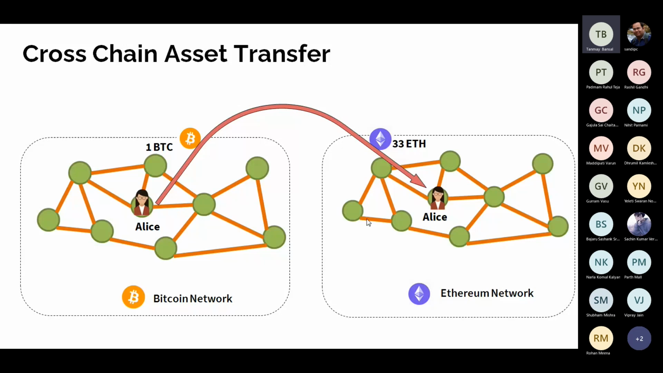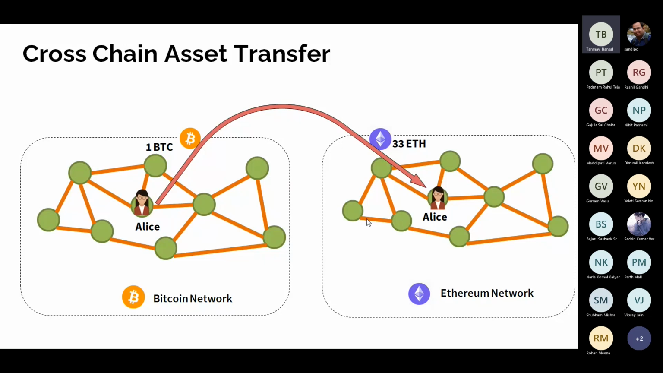So it is the same person, Alice, and Alice has one Bitcoin and wants to transfer it from the Bitcoin network, in which she is a member, to the Ethereum network, in which she is also a member, and say the current rate of conversion is 1 BTC equal to 33 ethers. So as you see in the title of this slide, Alice would like to transfer her asset, that is one Bitcoin, from one network to another. So this is like a cross-chain asset transfer.